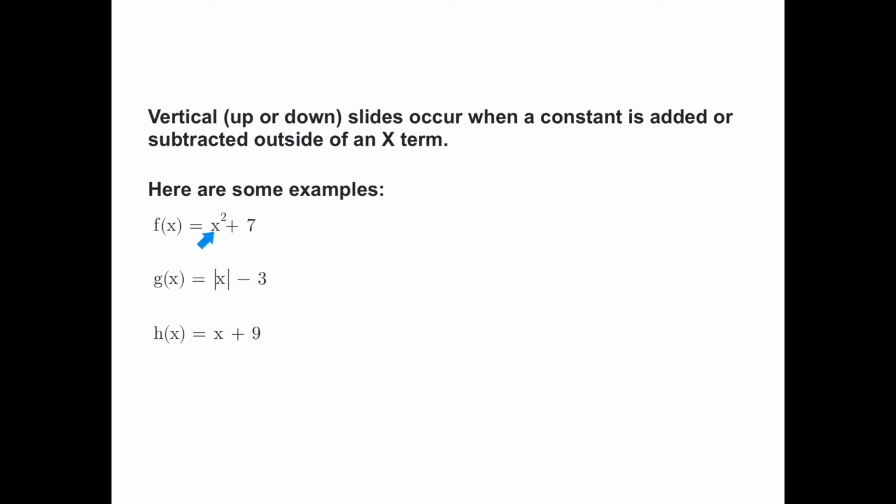Which way do you think the parent function will go for the very first one? Raise your hand if you think you know. Silly, what do you think? Up 7. That is correct. It will go up 7. Positive. We know it's a vertical slide because it's outside. Since it's plus 7, it's going to go up 7.